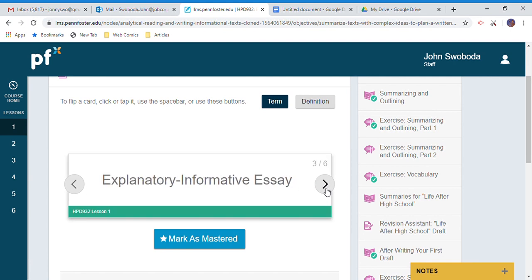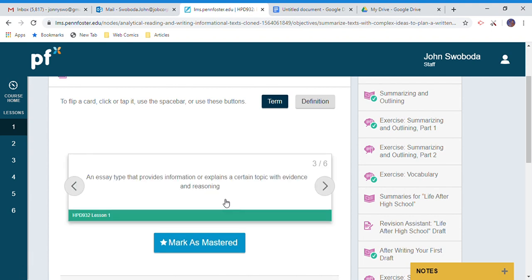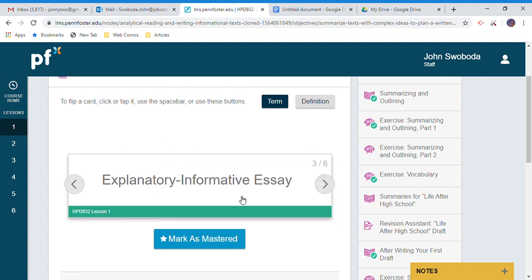Explanatory informative essay is an essay whose goal is to explain and inform, with evidence and reasoning. So you're just trying to tell the audience about something that they might not know about.